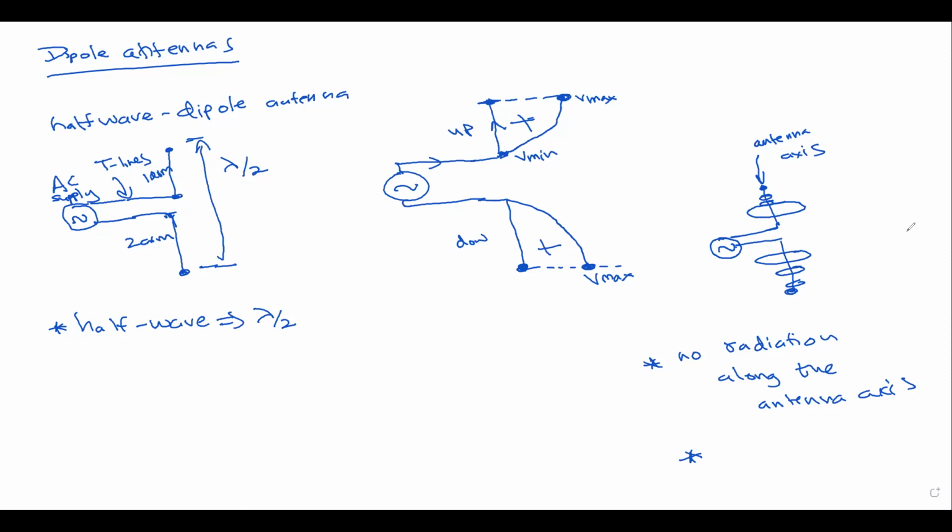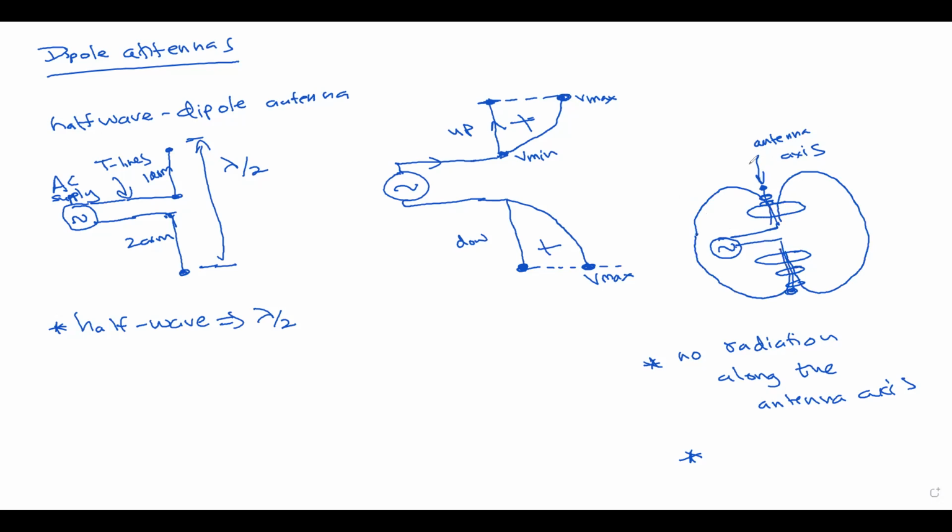Okay, so the antenna radiation will happen in a donut shape. The radiation will happen in this manner, in both directions, on one side of the antenna and the other side of the antenna.